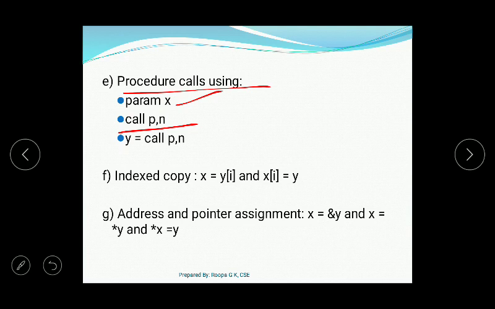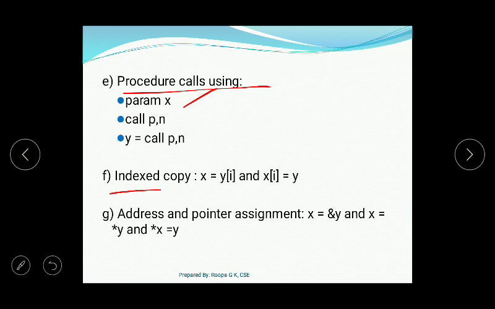P is the procedure name, n is the number of parameters. So this form is required if you are using no return value. And the last form, y is equal to call of p comma n, means the return value of this function will be stored in y. This is with return value, and the previous case is without return value. For both methods, the definition of parameters is done by using param x.